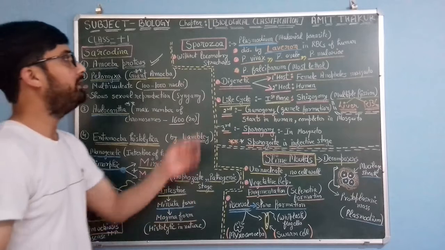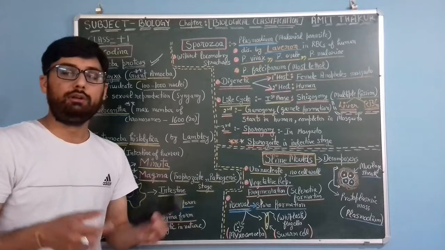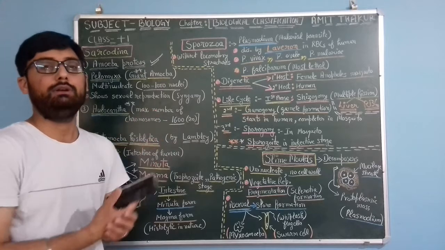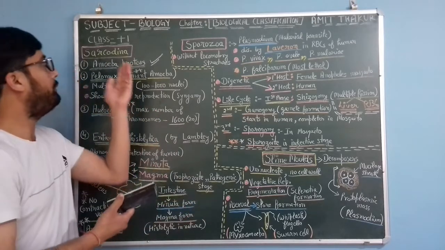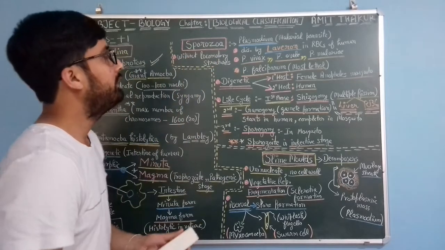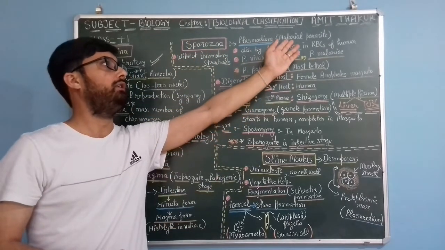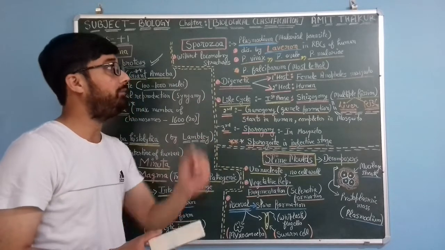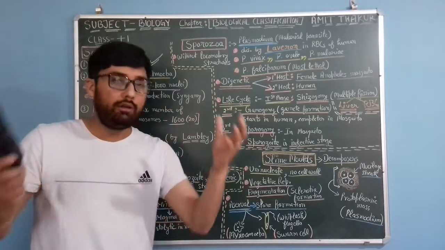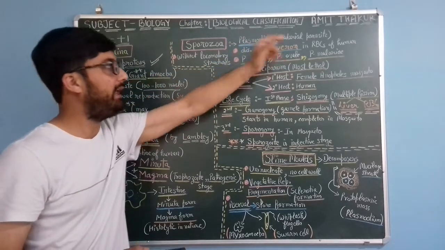Let's move to the next one, Sporozoa. As we have read, Sporozoa does not have any locomotory structure, unlike zooflagellata, ciliata, and pseudopodial movement in Sarcodina. So it does not show any movement. The best example of Sporozoa is Plasmodium, famously known as the malarial parasite. It's a very famous parasite which causes maximum deaths all around the world.